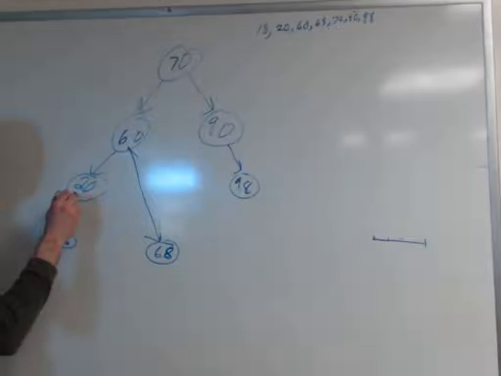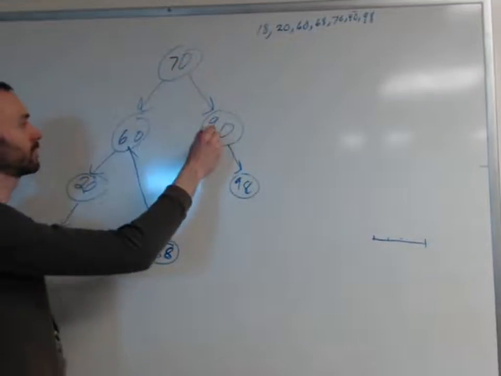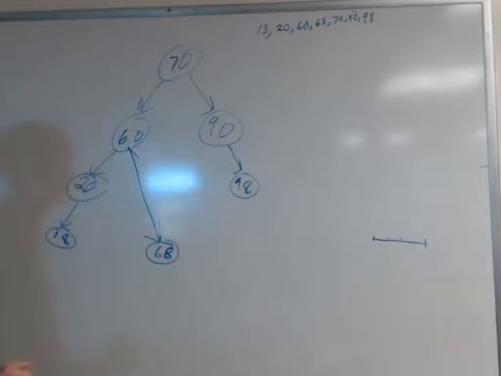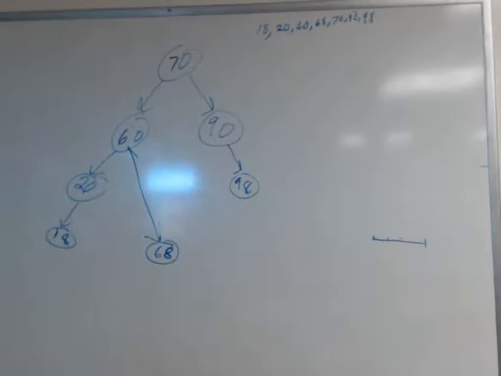Call the function on the 20. Call the function on the 60. Call the function on the 68. Call the function on the 70. Call the function on the 90. Call the function on the 98. That way, the user of your binary tree can just pass a function pointer to do some action on every element inside the binary tree. So if you want to sum it, you could pass a sum function. If you wanted to find the product of everything, you do that. It's just something to evaluate every element.